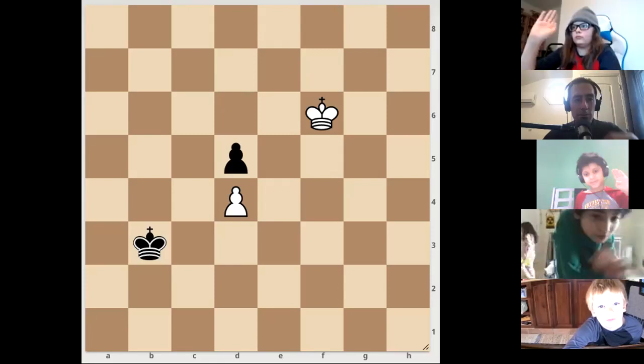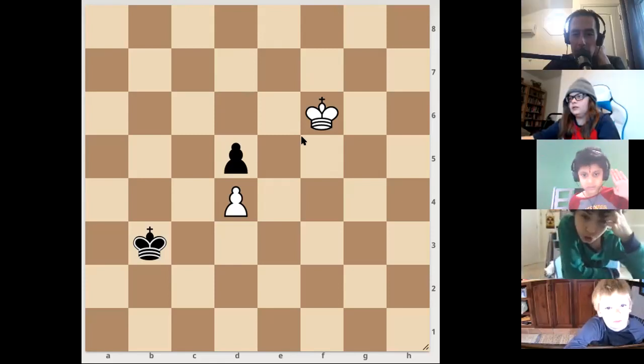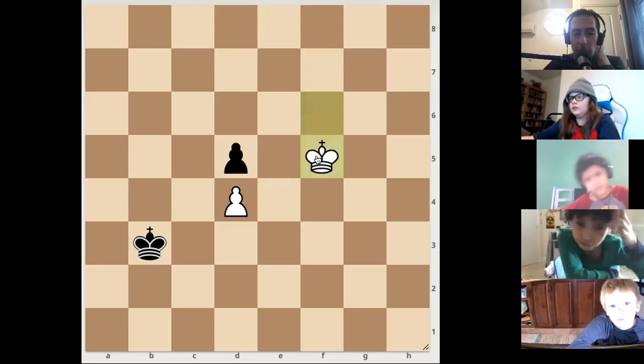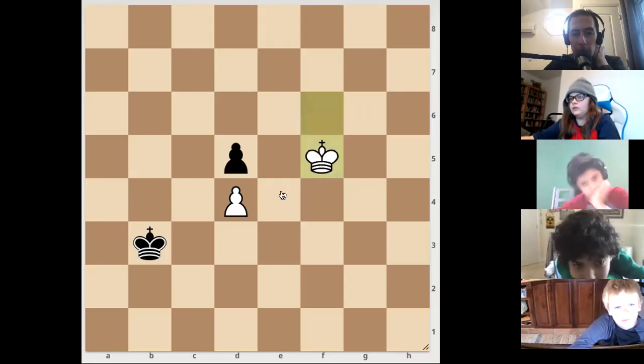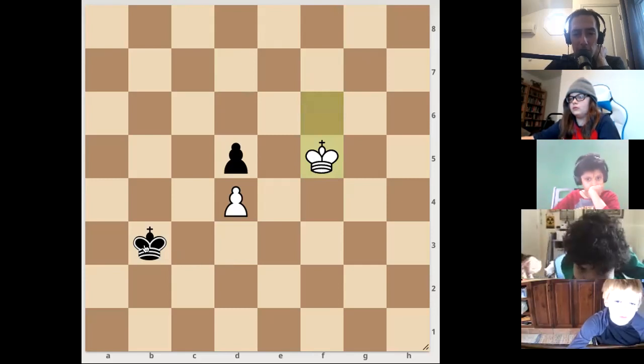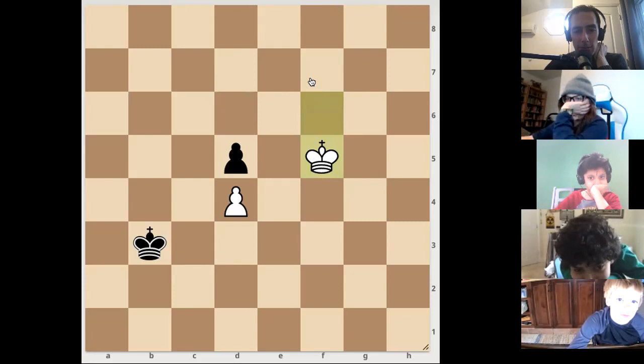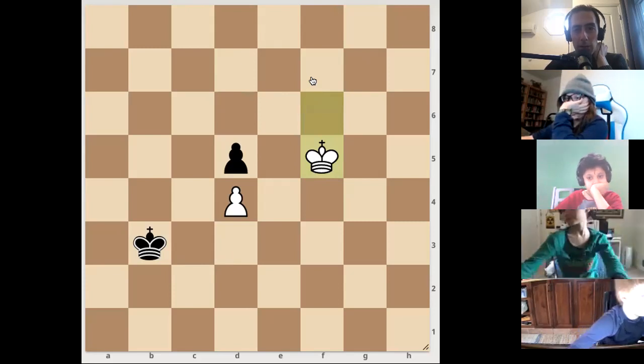Best move for white. Sam. King F5. Best move is, let's see, King F5. Okay. Let's see here. All right. So I think King F5 actually is winning for black. Do you see how it's winning for black? Anybody see? What do you think? How is that winning for black?